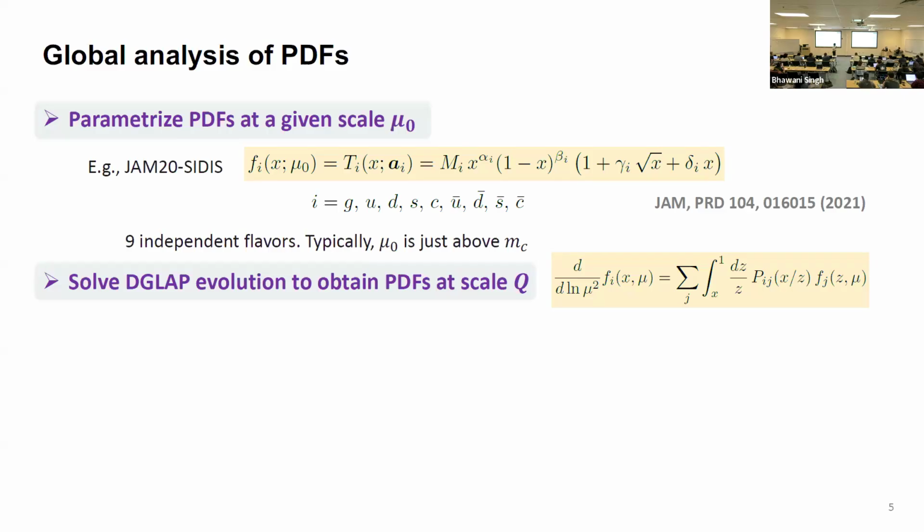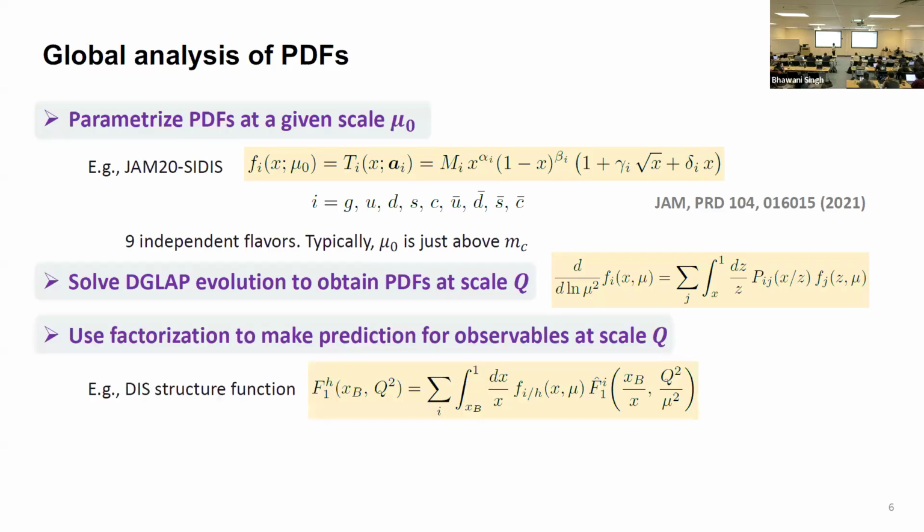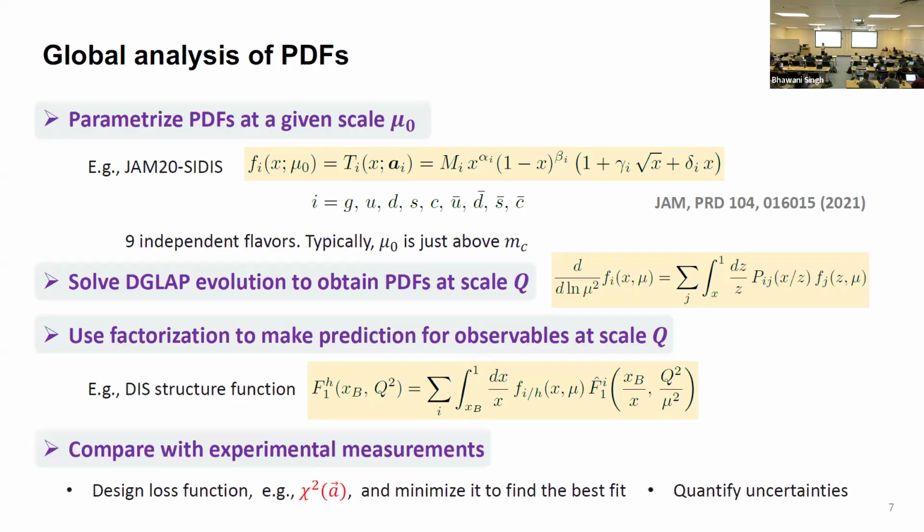So you use this to evolve the PDF, and then you use the factorization formula to make predictions for the observables you are measuring. Say in DIS, the observable is the structure function F1, and we use this factorization formula, the PDF here, and there is a hard coefficient. What can change in reality is the perturbative order of this hard coefficient that you calculate. And then you compare that with the experimental measurements.